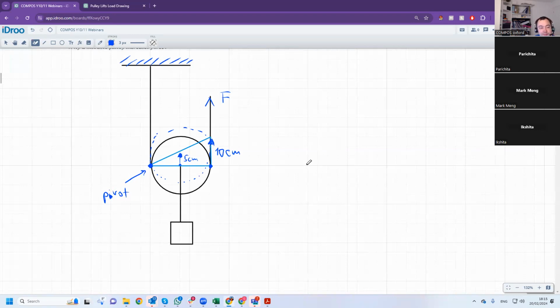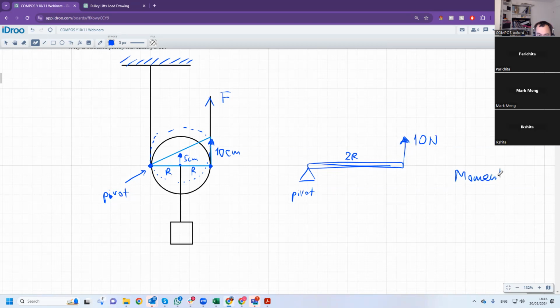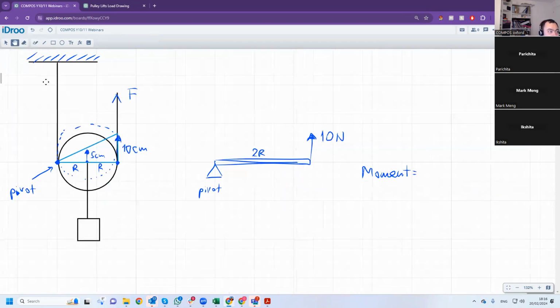And if this is the pivot, let's draw it like this. Pivot. And this distance, let's say this is the radius of the pulley. So this length is 2r. So if I apply a force here, let's say it's a 10 Newton force, then the moment is force times distance from the pivot. So it's 10 times 2r.